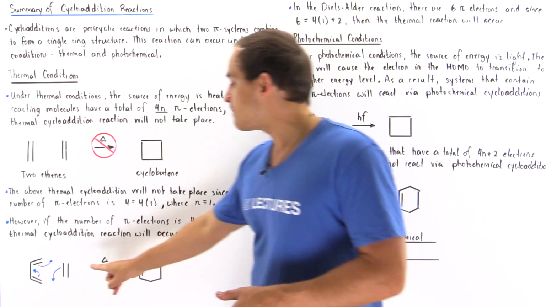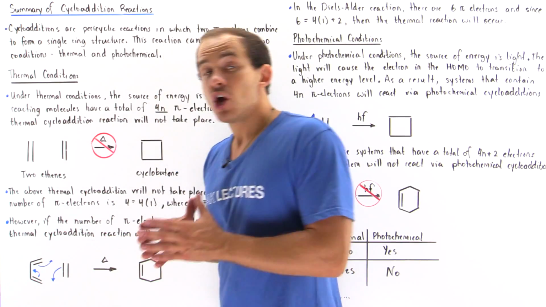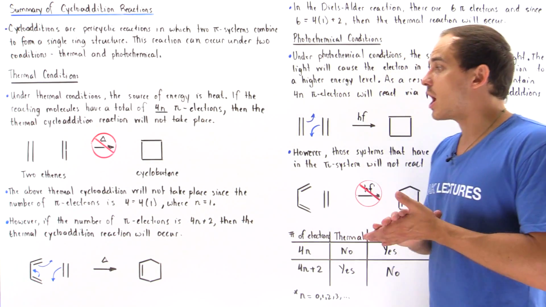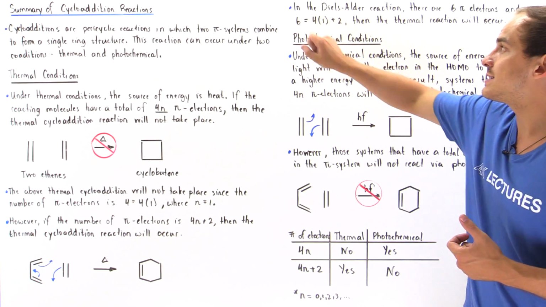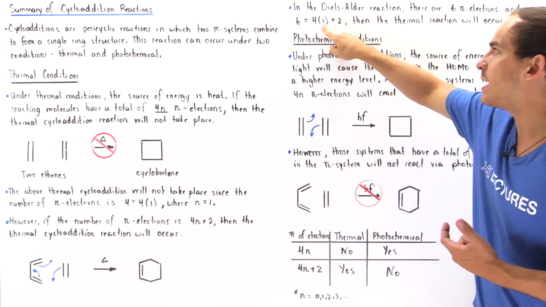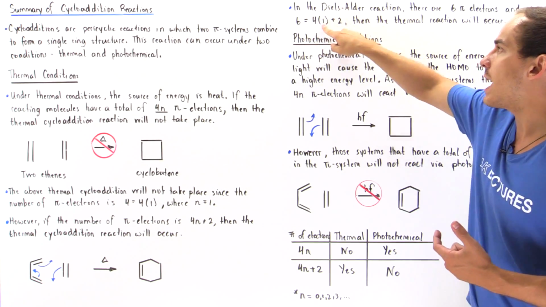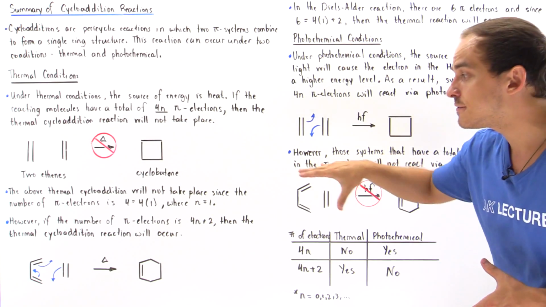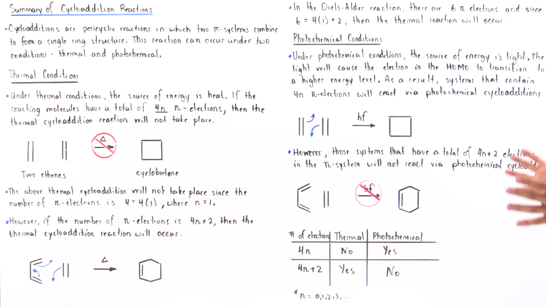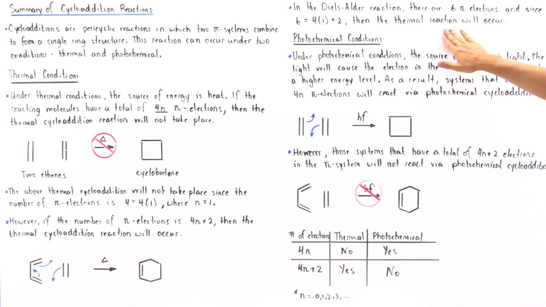Because we have 2, 4, 6, we have 6 pi electrons in our system, and 6 is equal to 4 multiplied by 1 plus 2, so our n is equal to 1. Since this fits our criterion, the thermal reaction will in fact take place.